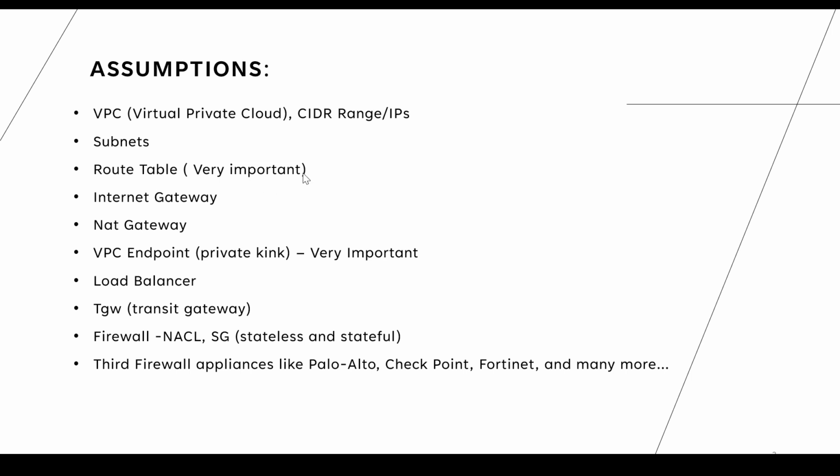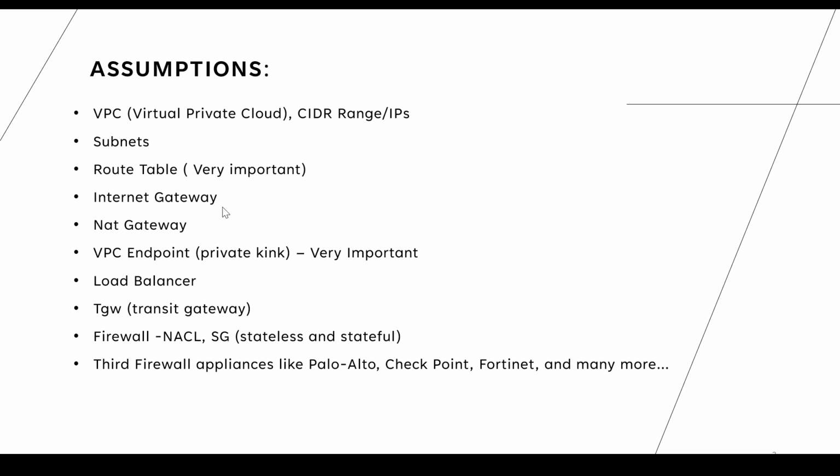And route table is very important. This is very important when it comes to Gateway Load Balancer, because the route table decides how the packets or your traffic should flow from one point to another point and finally to your security appliance, right? Where your Gateway Load Balancer is deployed, and behind the Gateway Load Balancer there are firewall appliances. Okay, we will see that.